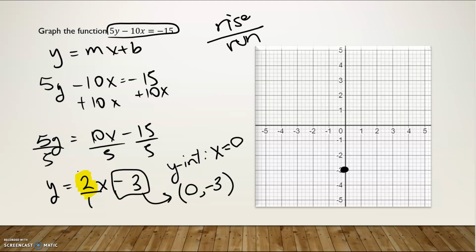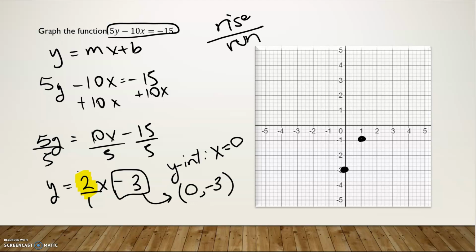Because this is a positive number, we're going to go up. If it was a negative number, say if it was -2, we would go down. So we're going to go up since it's positive. So we're going to go 1, 2, up, and then over 1. So then our point's going to be right here.